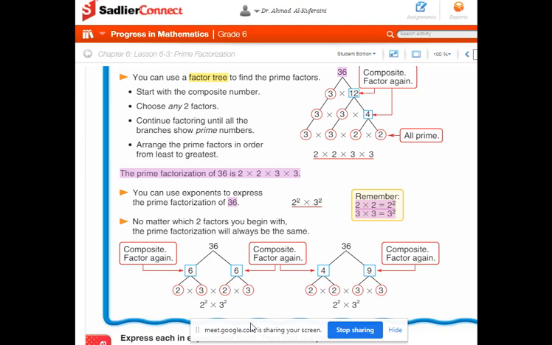Now, this one is highly important. Everybody pay attention. No matter which two factors you begin with. Here, we began with 3 times 12. Here, we begin with 6 times 6. And here, we begin with 4 times 9. But all of them give us the same answer, 2 times 3 times 2 times 3, 2 times 2 times 3 times 3, or 3 times 3 times 2 times 2. So the same answer at the end. All you have to do is find two factors and multiply them together. Are you ready to go to the questions?